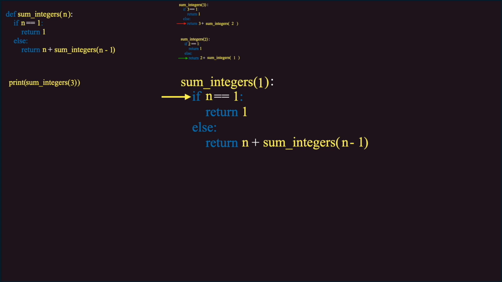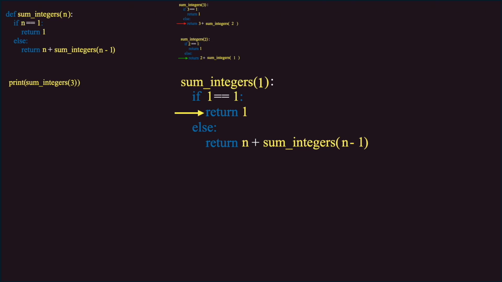Now we run our if statement again. This time n is 1, so this if statement is now true, and we go into the if statement and return a value of 1. This if statement here, if 1 equals 1, is what's known as a base case. It's what allows us to break out of the recursion.